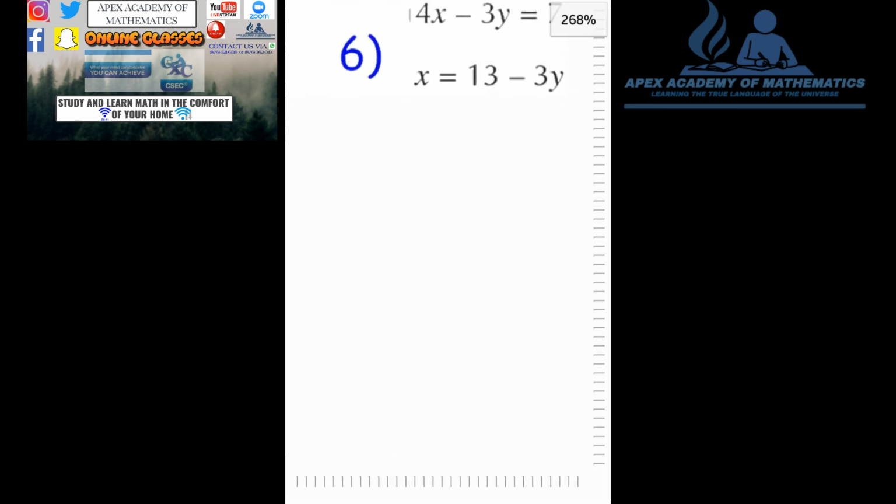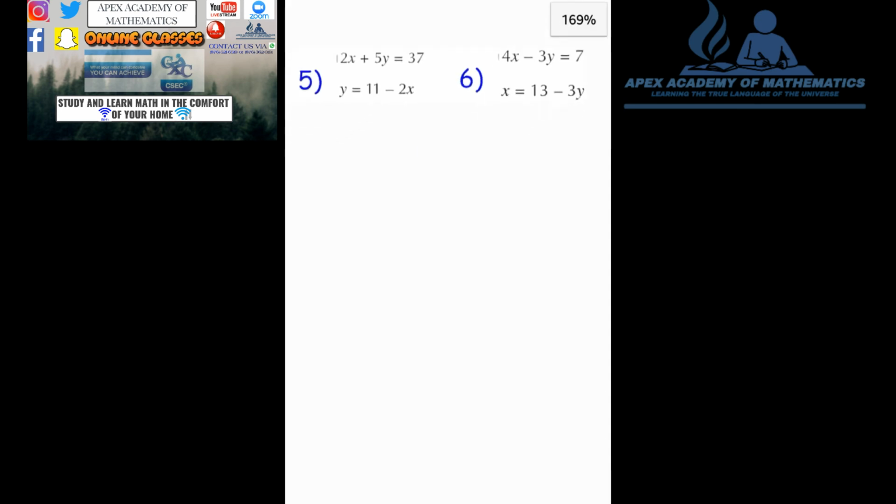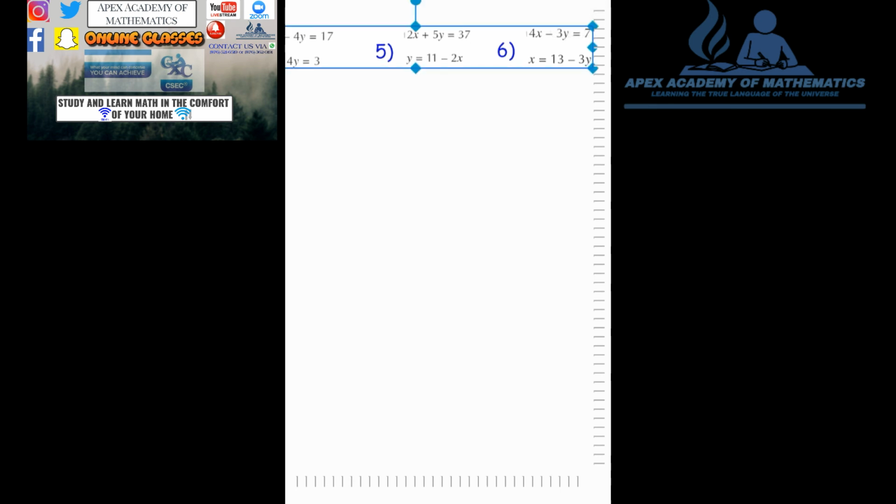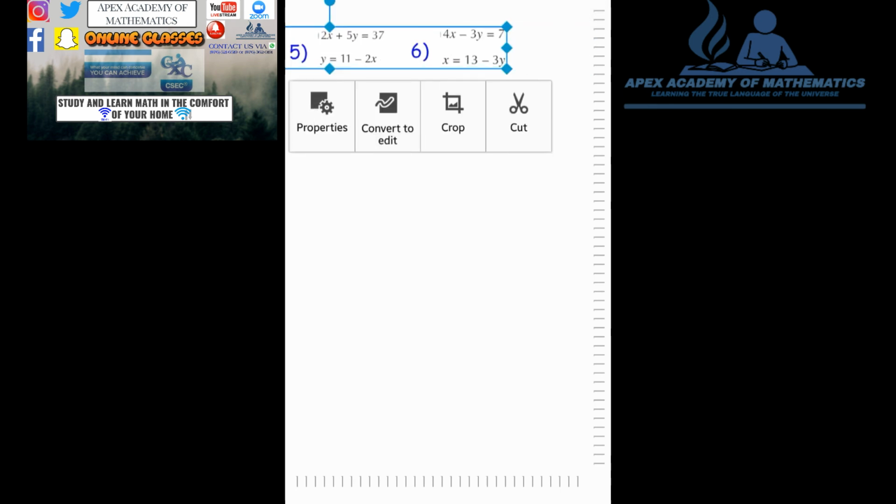Okay, so here we have this last one over here. So we have 4x minus 3y is equal to 7, and of course x is equal to 13 minus 3y. So once again, like the previous example, we're going to be skipping step 2 because for this one here it is quite straightforward. I need some space, so let's just move this over here a little bit.